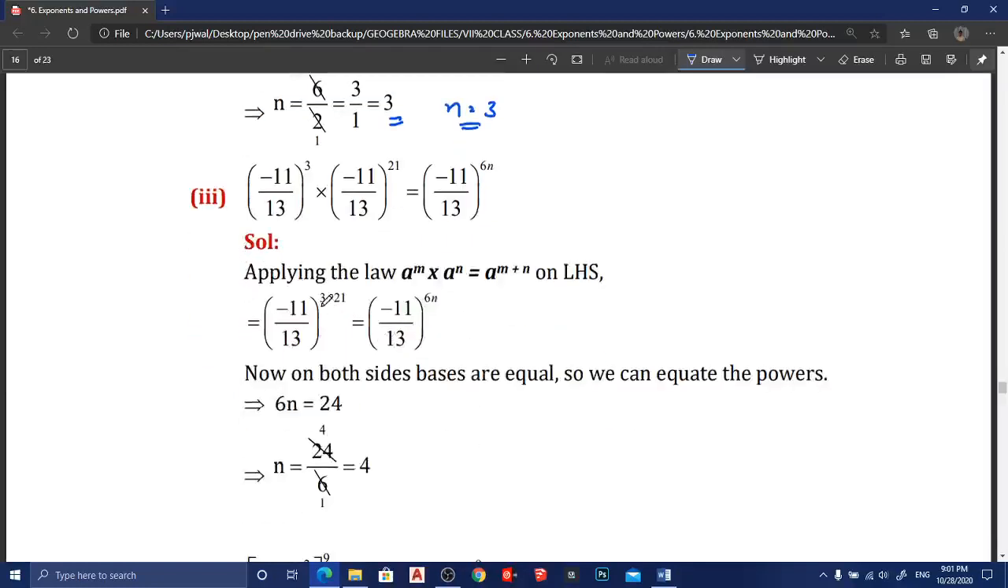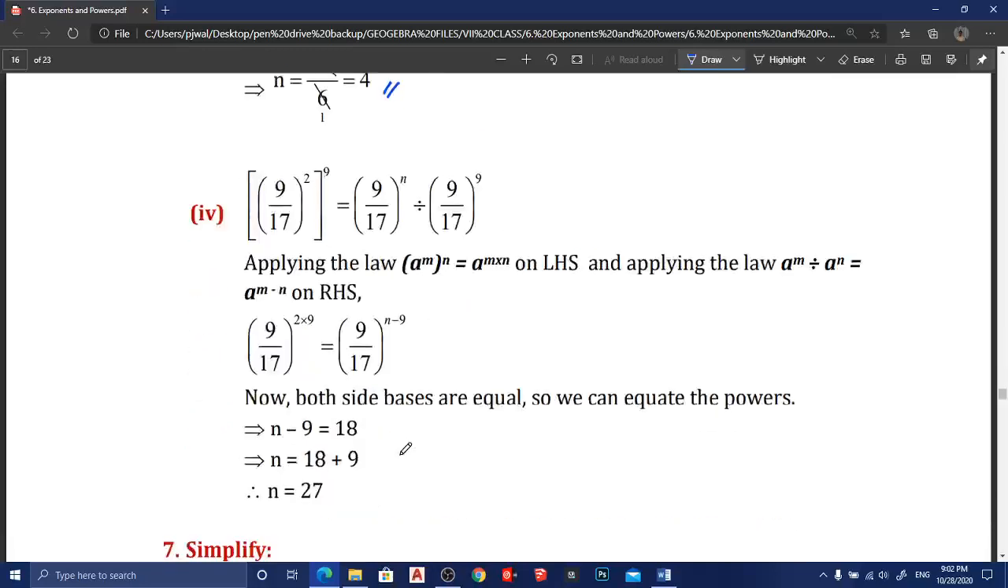So now you can equate the powers. Both the bases are equal. Equate the powers. 21 plus 3 is 24. So 6n is equal to 24 you can write. Okay. So to find out the n value, I am taking this in the left side, this I am taking to the right side. Transposing both the terms at a time. Now n is equal to how much? 24 by 6. Send this into 6 to this side, divide by 6. 6 fours are 24. Therefore n is equal to 4. Now fourth one.